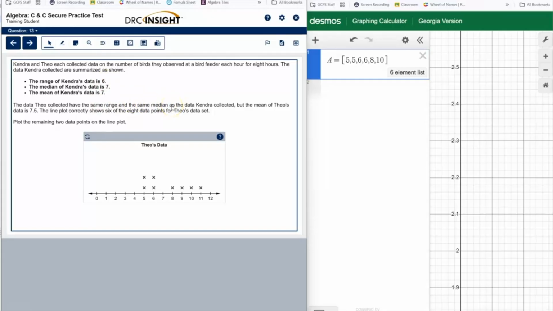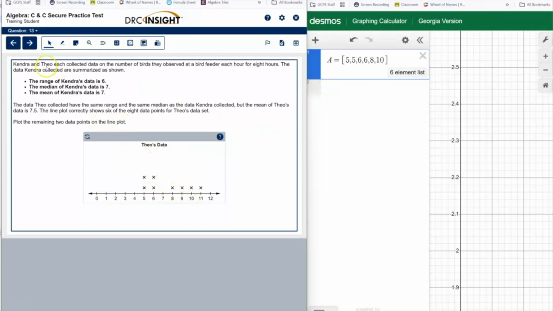And I know, even though this is a video, I know you did it, so that's fine. As the data Kendra collected, but the mean of Theo's data is 7.5. The line correctly shows 6 of the 8 data points for Theo's data set. So what it's saying is there's only 6 out of the 8, and that makes sense because I got 6. So there's 2 missing. Plot the remaining 2 data sets on the line plot. So you're going to plot them right here.